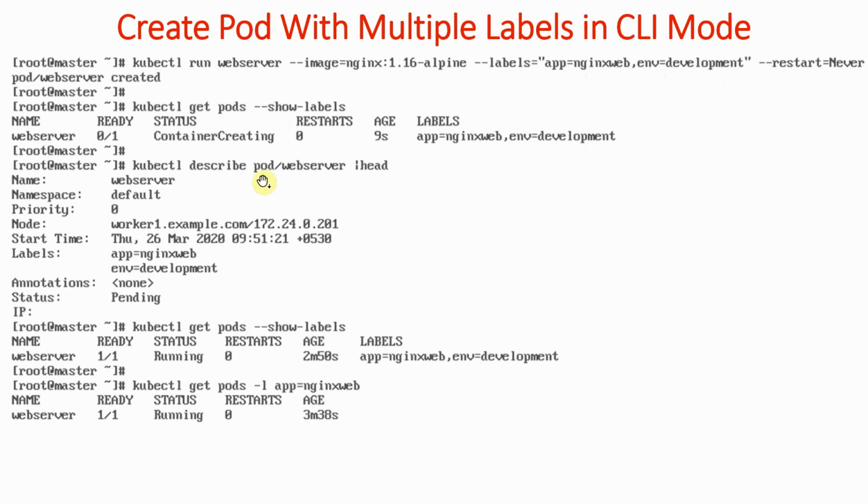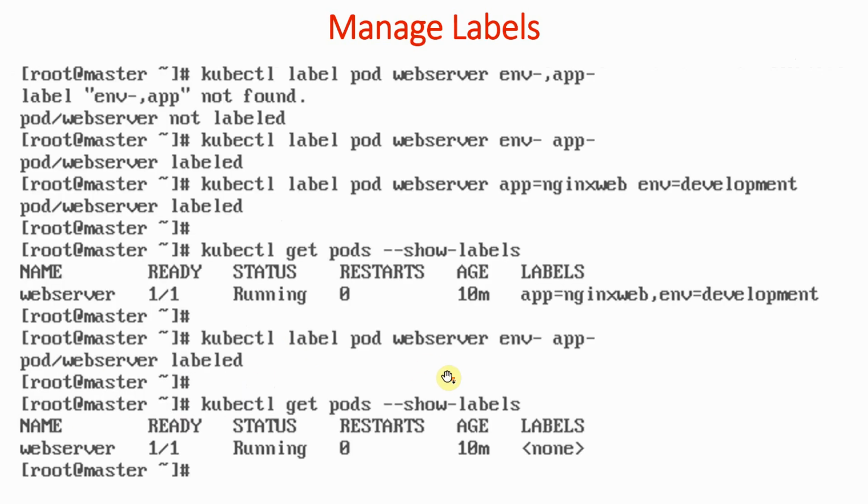And if you describe it, it is going to give you details about the pod, and here a lot of information is there, but this is app=nginx, and still the status is showing pending. But again, after some time if you run this command with --show-labels, it is showing that it is running, and again the labels. And if hundreds of pods are running, we can say kubectl get pod with the label selector app=nginx, then it will again show that webserver.